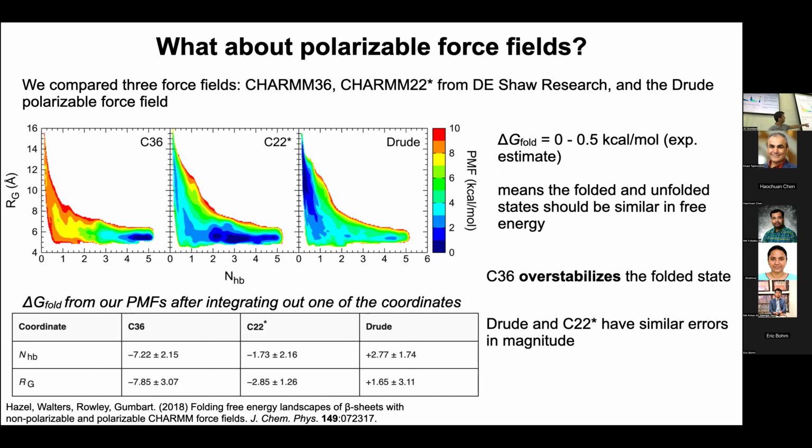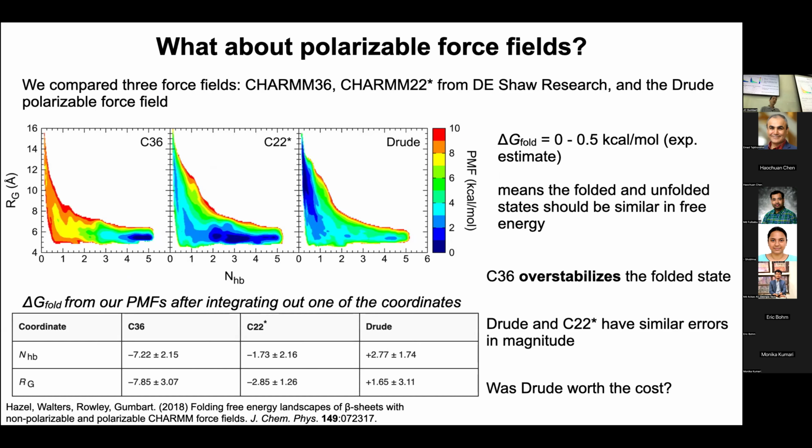And Drude actually overstabilizes the unfolded state by about 2 kcal. So kind of our takeaway from this study was, well, okay, CHARMM36, and in particular was a salt bridge that was too strong in this, so kind of an unusual case. But the CHARMM22* and Drude, both off by a little bit in different directions. But in the end, was Drude worth 4 times the cost for this? I would say no, probably not.